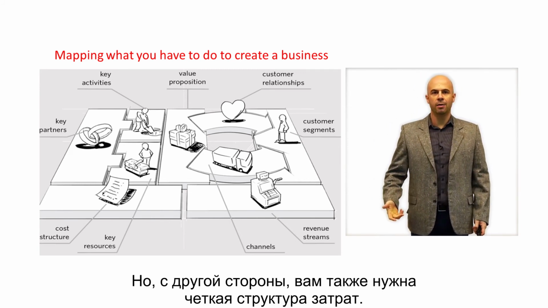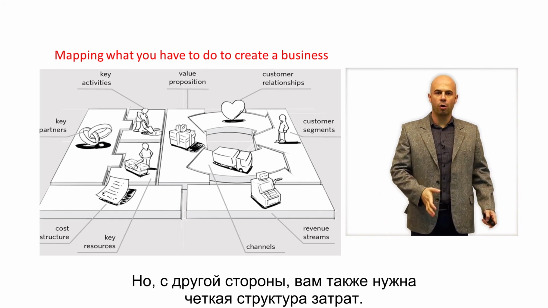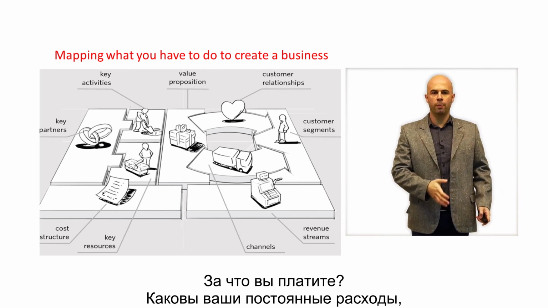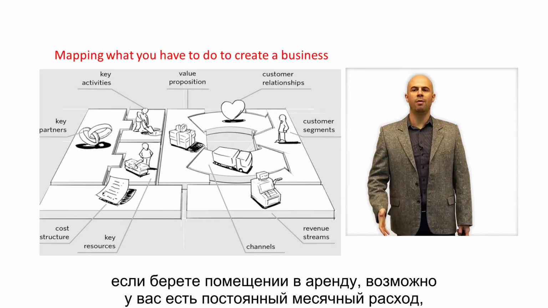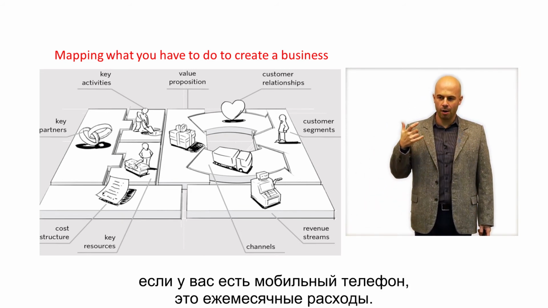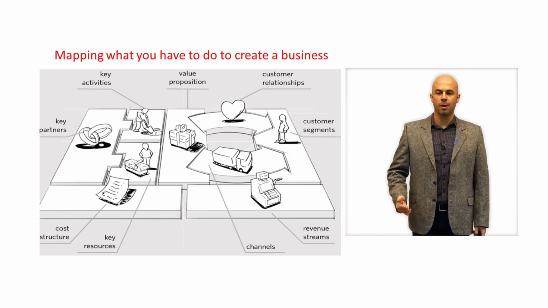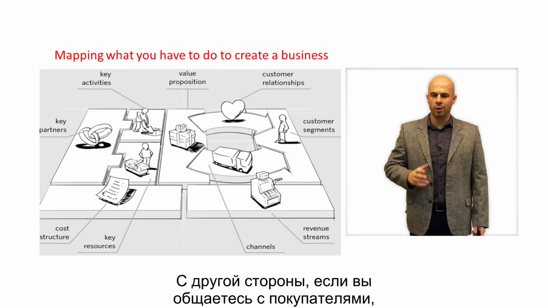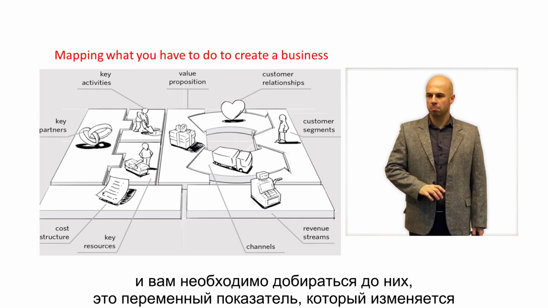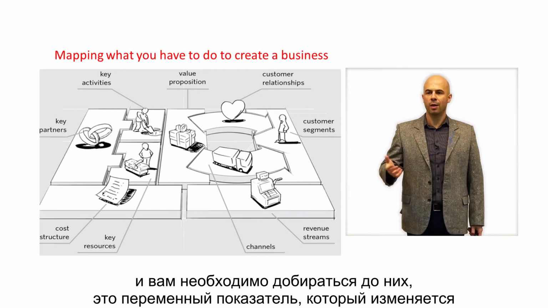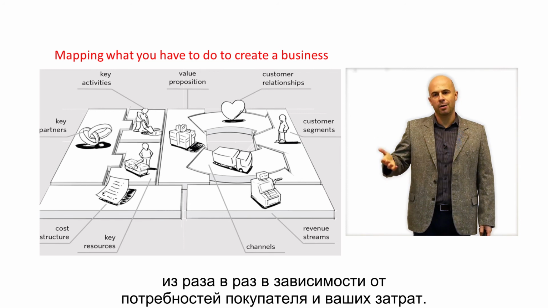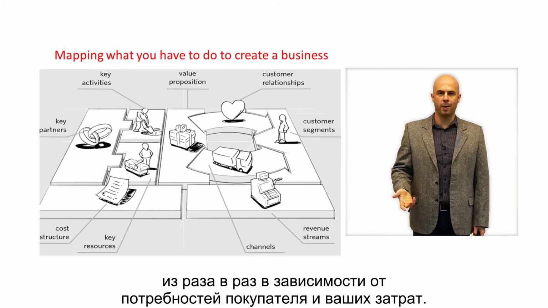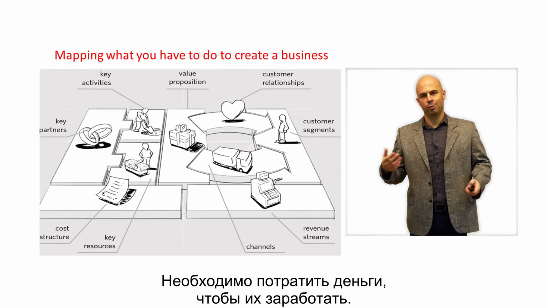But on the other hand, you also need to have a clear cost structure. What are you paying for? What are your fixed costs? If you're renting a place, maybe you have a monthly cost. If you have a mobile phone, that is a monthly cost. But on the other hand, if you communicate with customers, and you need to drive to them, well, that is variable. So it changes every time depending on your customer needs and what you spend. You need to spend some money to make some money.